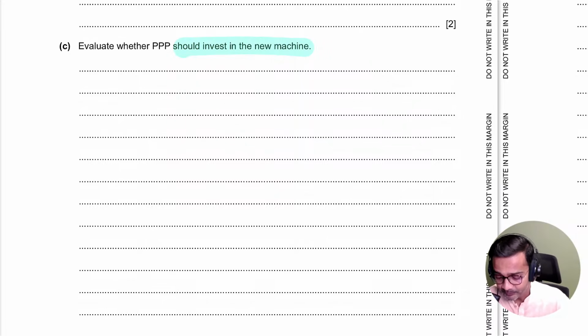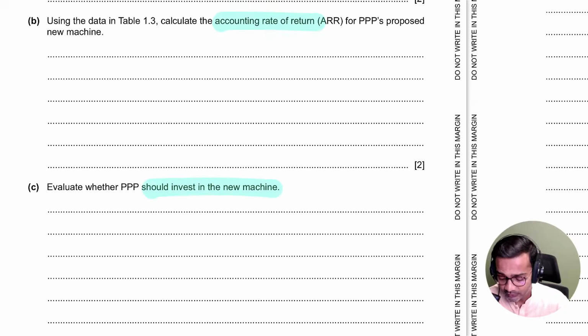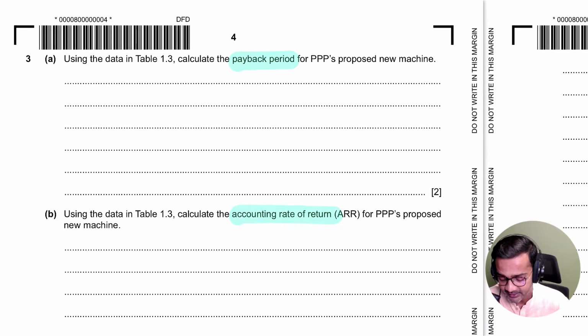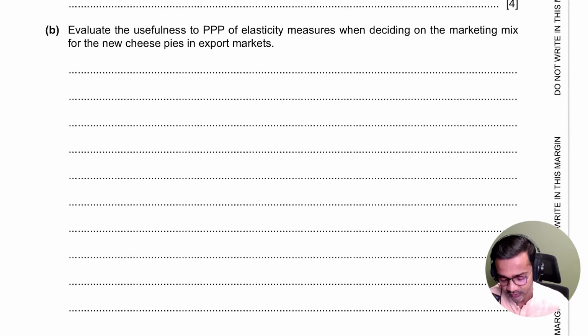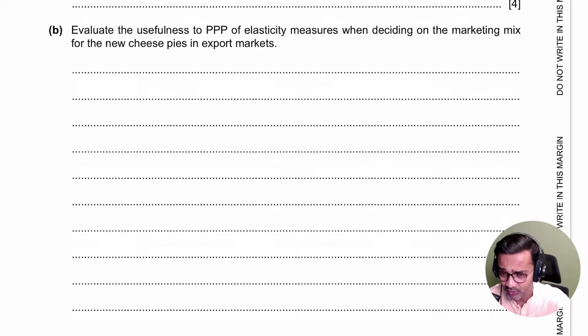That's what we're doing. Now, one more thing that I would like to highlight is that each question, 8 to 12 marks, right? I'll give you an example here. We're not doing this one, just to give you an idea of what I'm trying to say. Here's a question of 12 marks which says evaluate the usefulness to PPP of elasticity measures. So keep the word elasticity in your mind when deciding on the marketing mix for the new cheese pies in export markets. So what we see here is that clearly the question is asking about elasticity's role in developing your marketing mix.